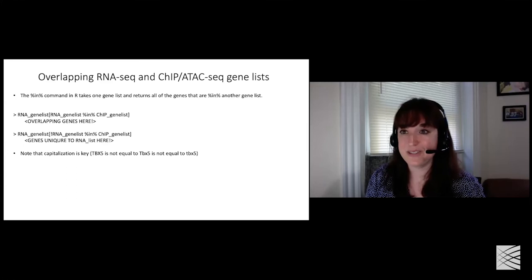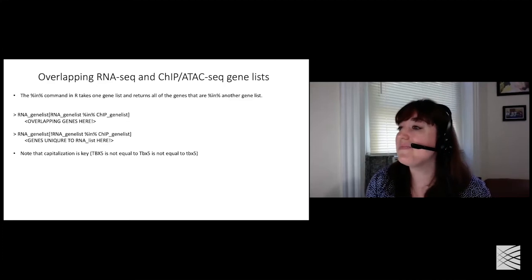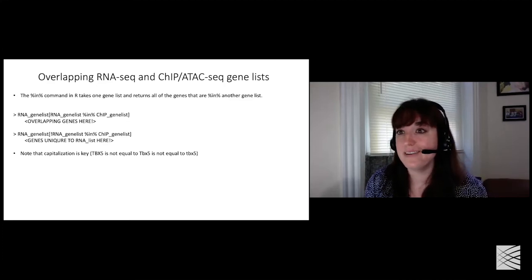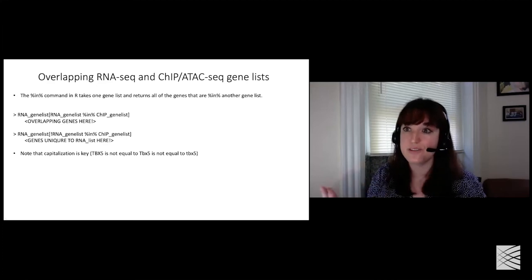And again, I wish I had learned this as an early grad student, so I'm going to talk about it here in the primer, which is what this is for, and talk a little bit about the in command in R, which will take one gene list and return all of the genes that are in a second gene list. It's really straightforward. It's just one command. So here, say in R, you've annotated your peaks, you've done your DE-seq or your differential expression analysis, and you have two lists of genes. All you would do is ask which genes in your RNA gene list are in this ChIP-seq gene list here. And when you hit enter, it just gives you the list of all the overlapping genes, which is really nice.